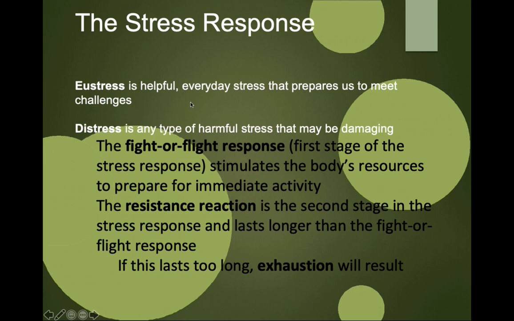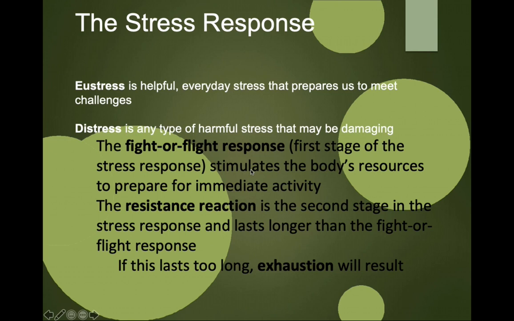Stress. We've heard stress can kill, but there's some good stress and there's bad stress. So eustress is helpful. Everyday stress prepares us to meet the challenges of life. And then there's distress, which is a harmful stress that can be pretty damaging to people.